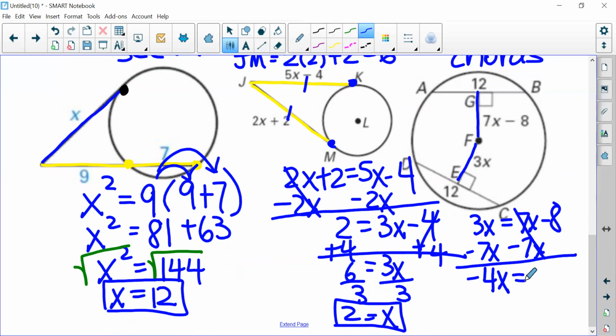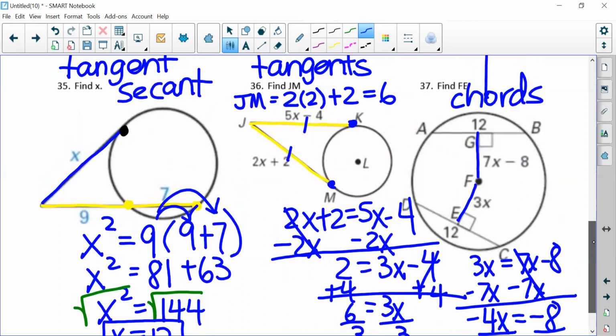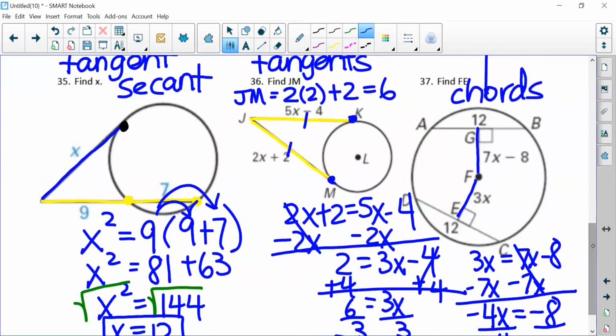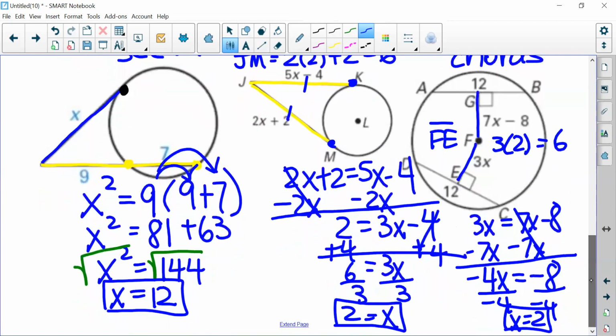Y'all, 3x minus 7x is -4. Bring down an equal sign. This reduces to 0. Bring down your -8. Y'all, look, be careful right here. X is being multiplied by -4. So we have to divide both sides by -4. Y'all, -8 divided by -4 is 2. So that tells us that x is equal to 2. Y'all, but look, they asked us to find FE. Since FE currently has a length of 3x, 3 times 2 is 6. So we know that FE has a length of 6.